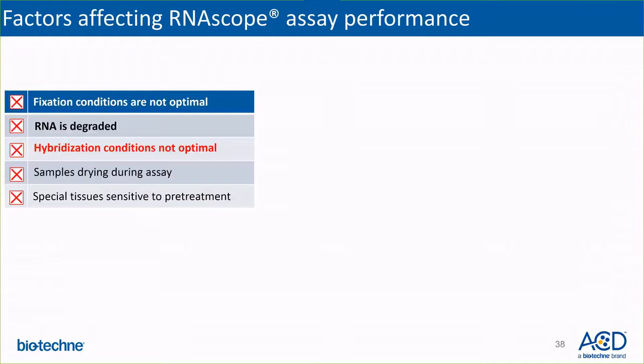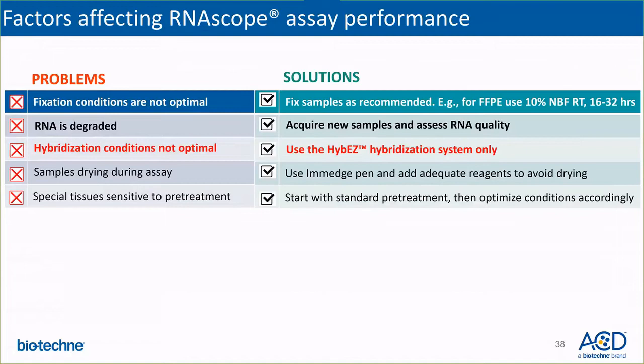And when running the RNAscope assays, here are a few factors that could affect the outcome of your results. For example, fixation conditions are not optimal, or the hybridization conditions are not optimal. These factors and issues can be addressed by the following solutions, such as the ones listed here. Please fix the samples as recommended. Use the HybEZ hybridization systems for optimal hybridization conditions. In the next few slides, I will be discussing some of the key guidelines pertaining to each of the manual assays.